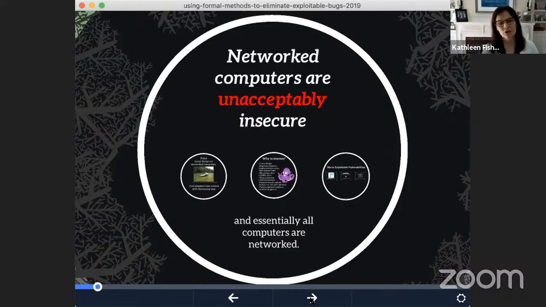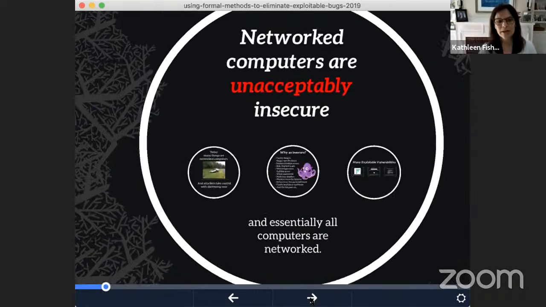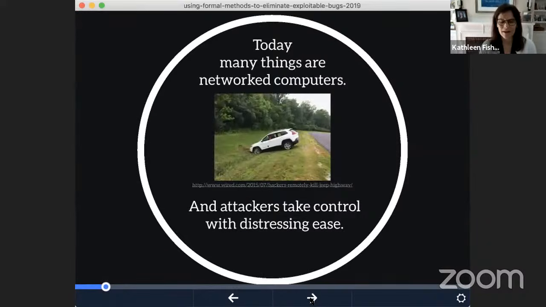So for example, Jerome Radcliffe showed in 2011 that he could wirelessly hack into his insulin pump and cause it to deliver incorrect dosages of medication. One class of computer that doesn't necessarily look like a computer is an automobile. You may be familiar with this picture of a Jeep Cherokee in a ditch. I'd like to invite you to experience what happened with this Jeep Cherokee.